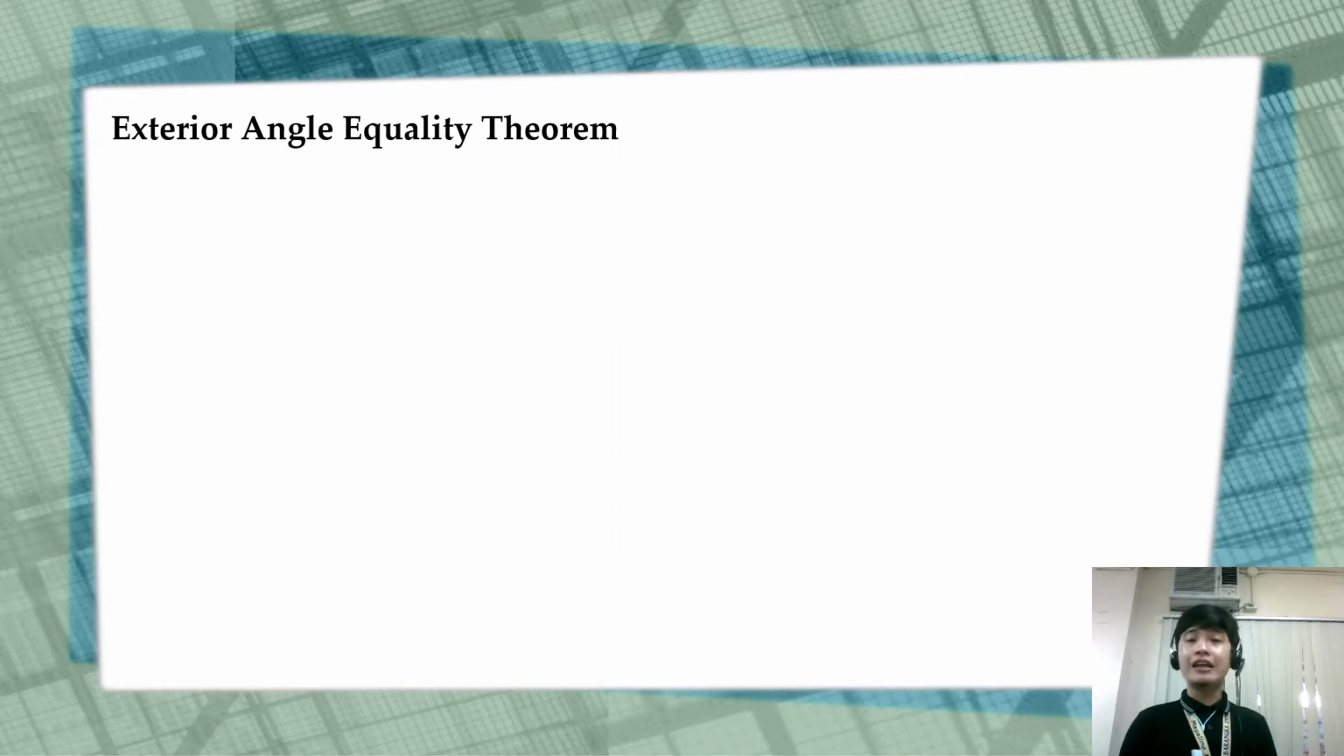Number 2, solve problems involving theorems in triangle inequalities. Once again, magandang araw sa inyong lahat. So, our session for this week is all about inequalities in triangle. But before we begin with the first theorem in inequalities in triangle, we will start first with exterior angle equality theorem. So, ano bang ibig sabihin nitong exterior angle equality theorem?